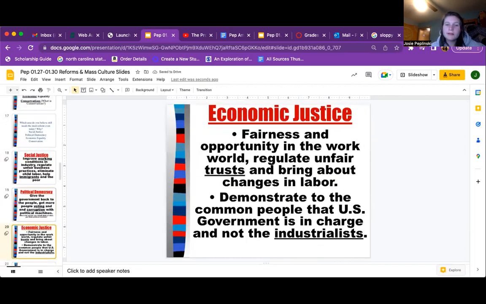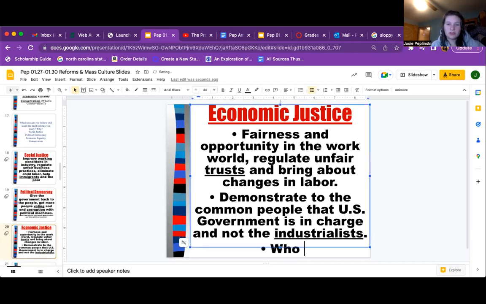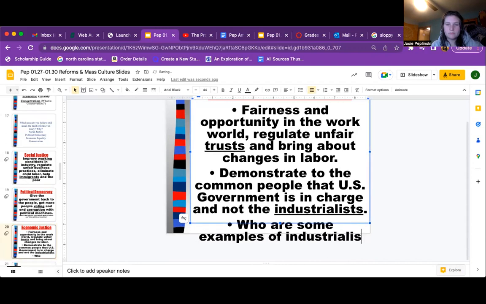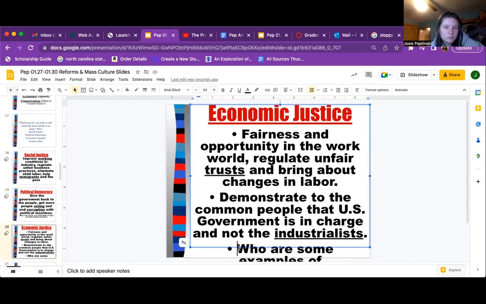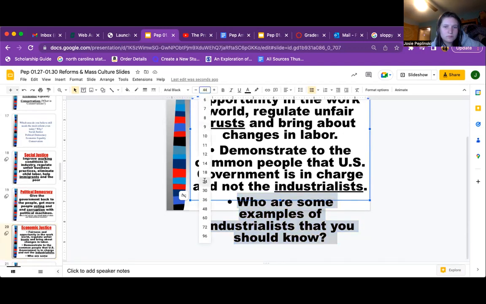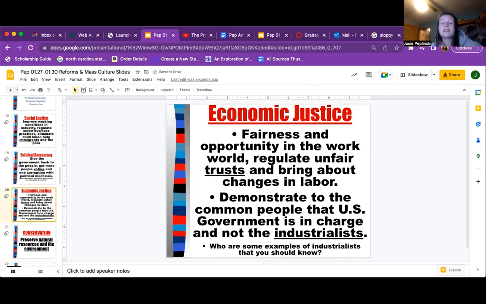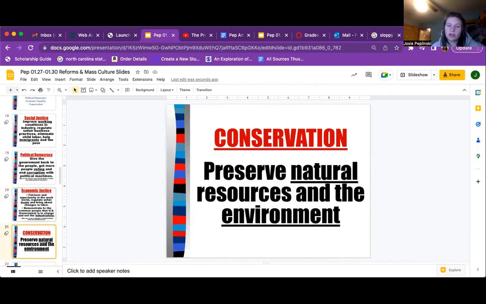We also have the economic justice is fairness and opportunity to work in the world, regulate unfair trusts, and bring about changes in labor. This demonstrates to the common people in the US that government is in charge and not the industrialists. Who are some examples of industrialists you should know? Rockefeller, Vanderbilt, Carnegie, JP Morgan. Those are the ones that should come to mind.